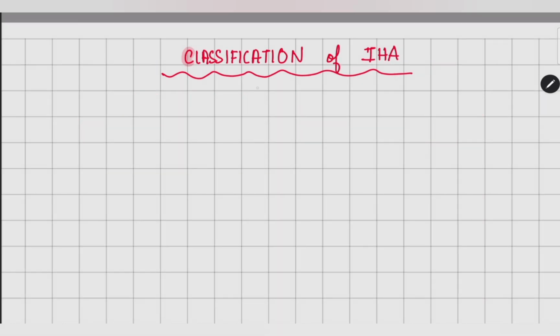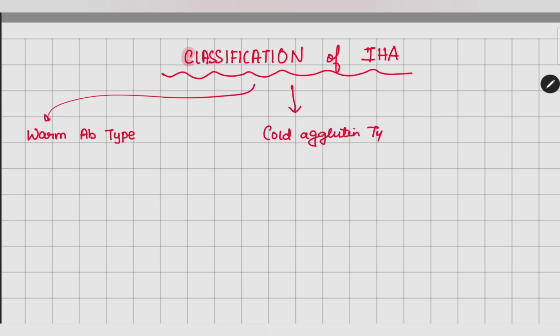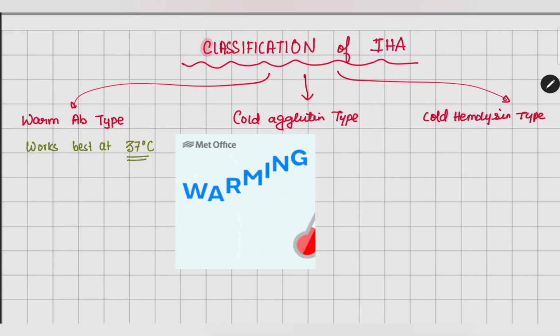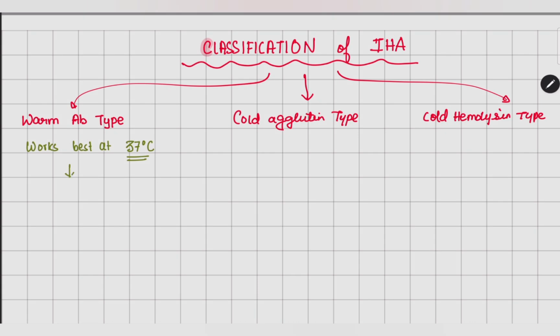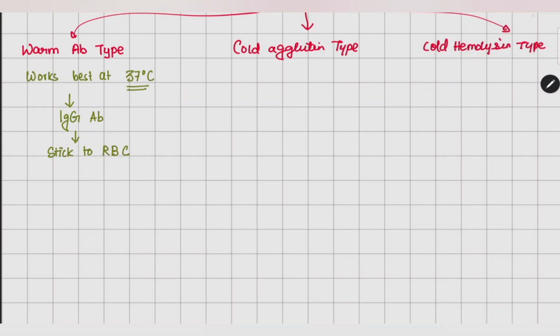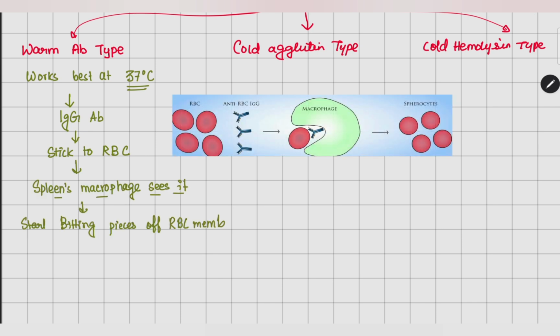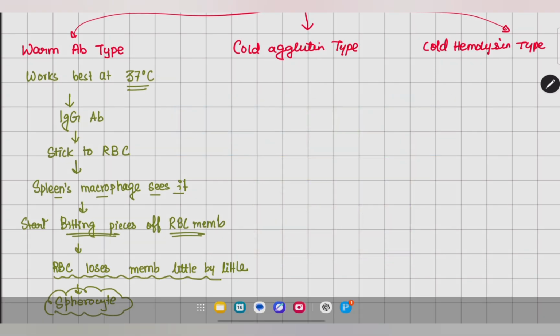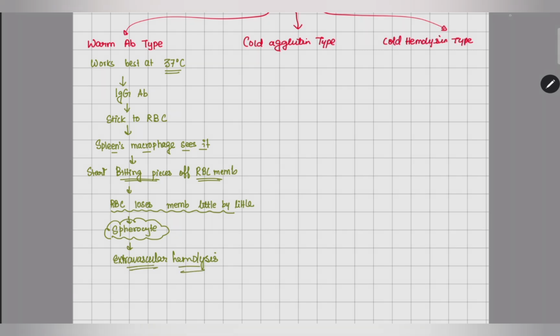Now let's come to the classification. The first one is warm antibody type, the second one is cold agglutinin type, and the third one is cold hemolysin type. The warm antibody type reaction works best at 37 degrees Celsius. It is mediated by immunoglobulin G antibodies, which stick to the RBCs, and it is recognized by the spleen's macrophage. Now what does it do? It starts biting pieces of the RBC membrane. So the RBC loses its membrane little by little and forms spherocytes, and this is further demolished by extravascular hemolysis.